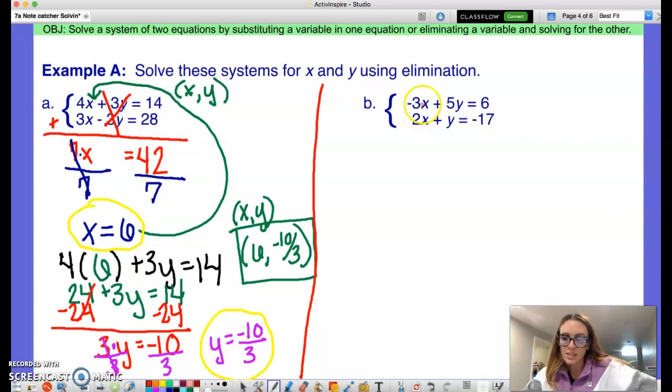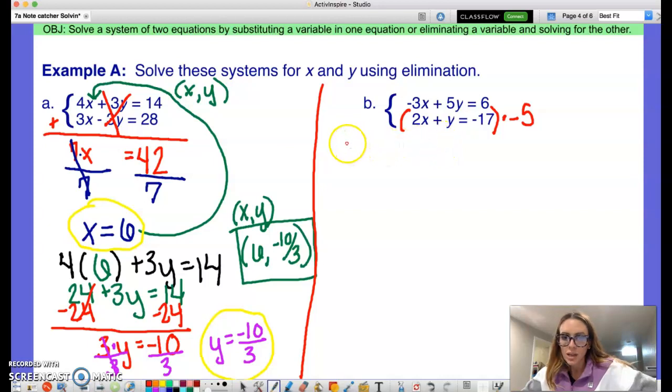The problem with that is I have to multiply both equations by numbers. So I'd rather only multiply one equation by a number. So here we have 5y and 1y. I think that makes it a lot easier to just multiply this by negative 5, right? Because I want this to be negative 5y, so they cancel out.